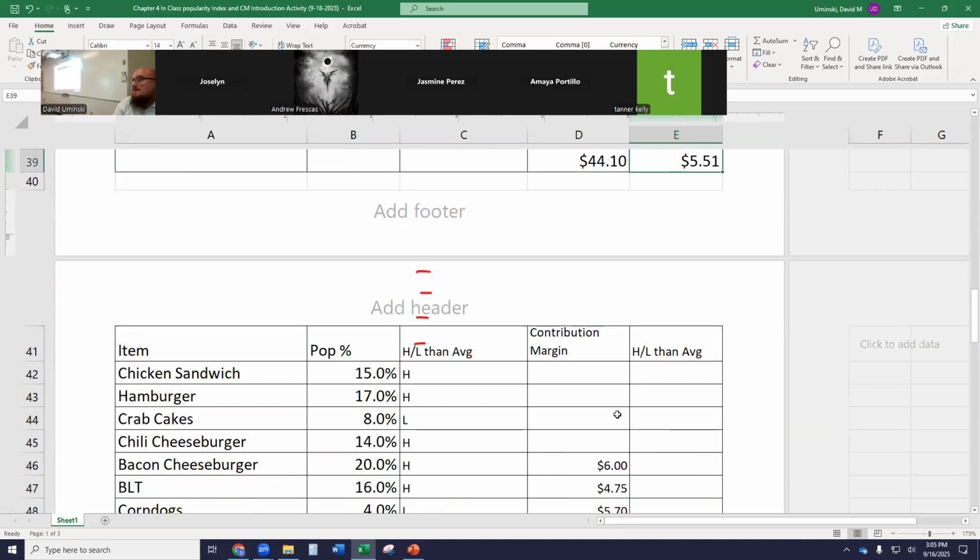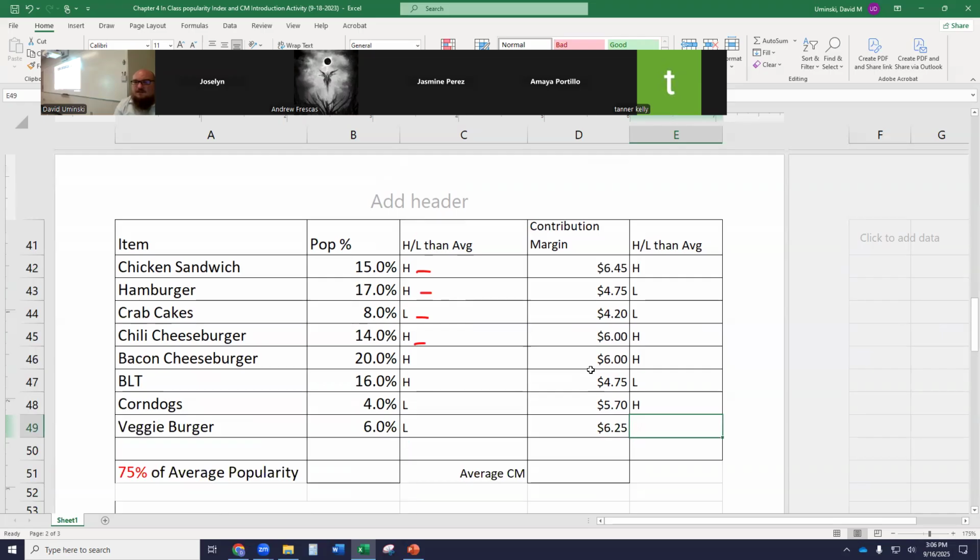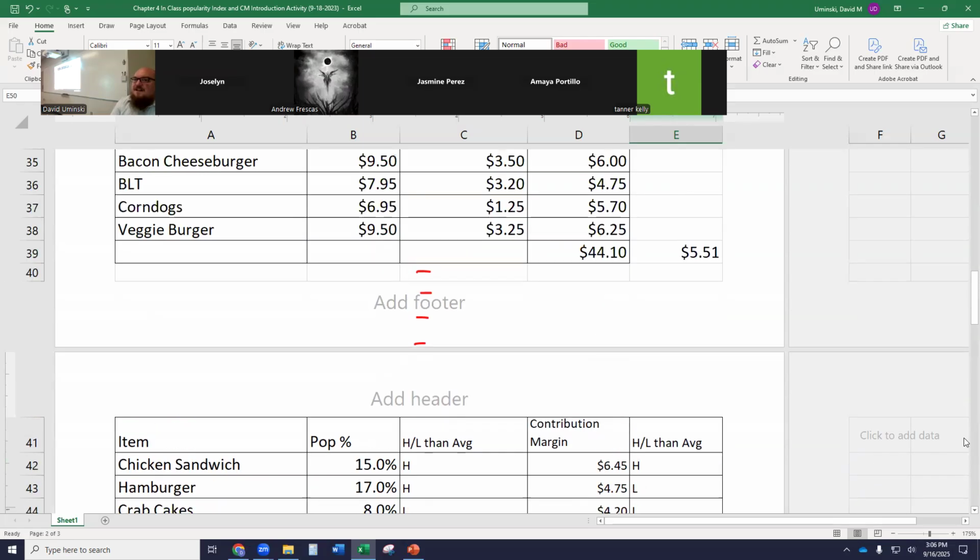That's what I'm going to use as my determining factor. So is 6.45 higher or lower than 5.51? Higher. 4.75? Lower. 4.20? Lower. 6? Higher. 4.75? Lower. 5.70? Higher. And veggie burgers? Higher. Okay, so that's how we find the average contribution margin.